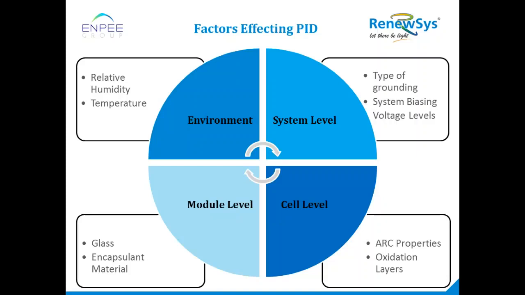Yes, if it is tested, then it is good. Then, irrespective of whether the module is made using a solar cell having better ARC properties, an oxide layer, a glass with low sodium ions, and an encapsulant having very high dielectric strength, it is still advisable to look into the type of grounding we are doing. We need to see whether we need to do negative grounding or not. If we do negative grounding, yes, it is always advantageous to protect conventional P-type solar cell based modules.